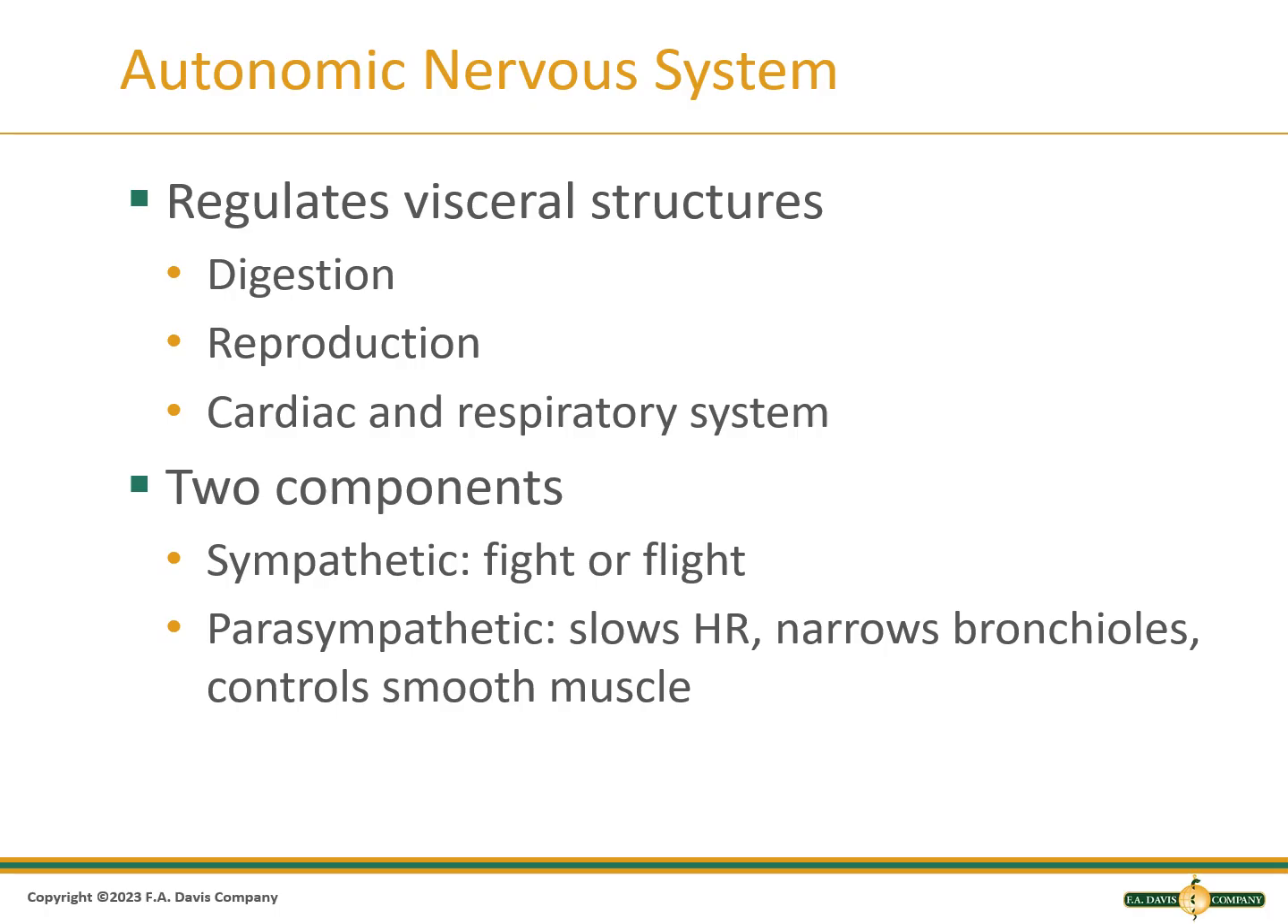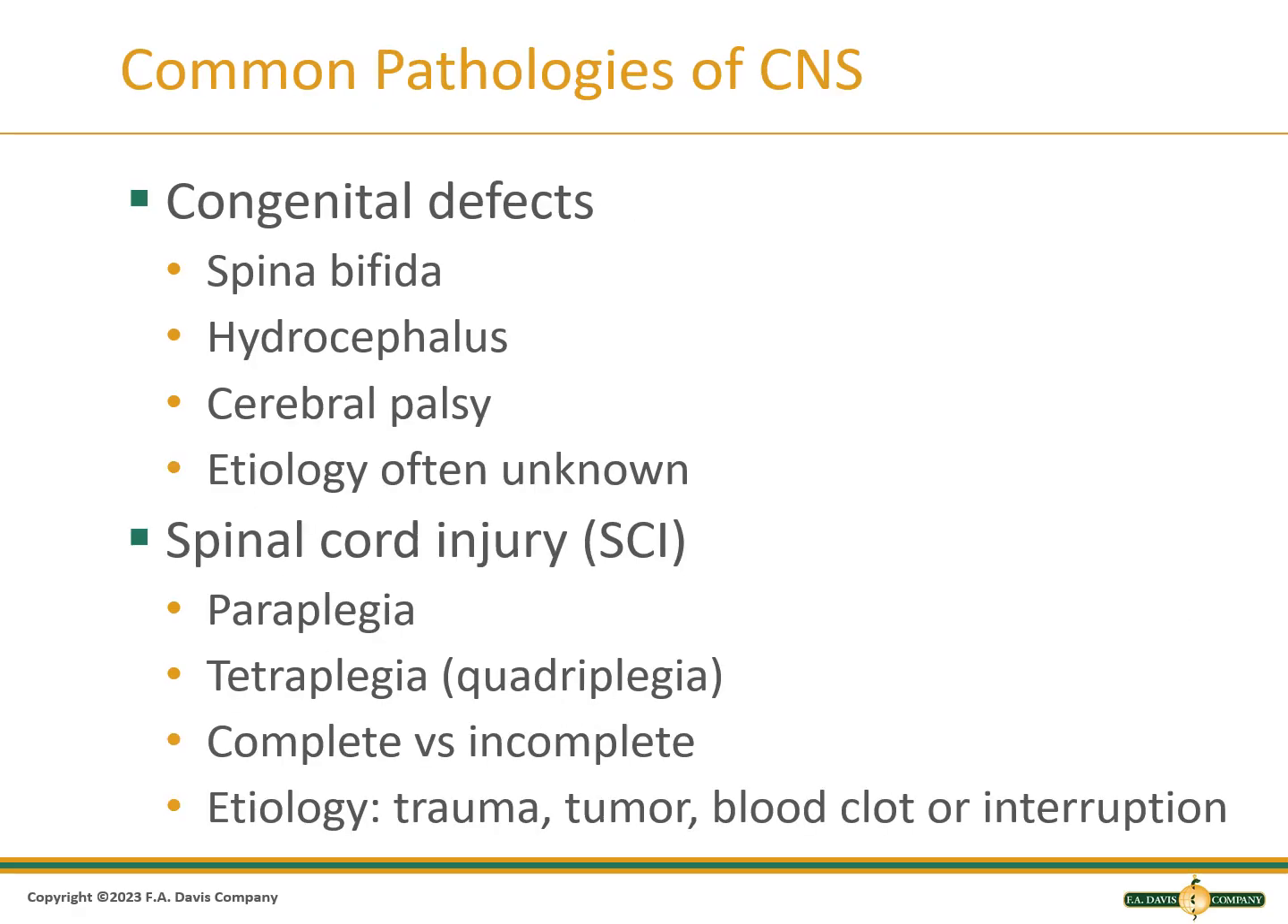Our autonomic nervous system regulates visceral structures, so it controls digestion, reproduction, and cardiopulmonary organs. Our autonomic nervous system operates outside of our conscious control, and it breaks down into two parts: our sympathetic nervous system, which is responsible for our fight or flight response, and our parasympathetic nervous system, which is responsible for our rest and digest response.